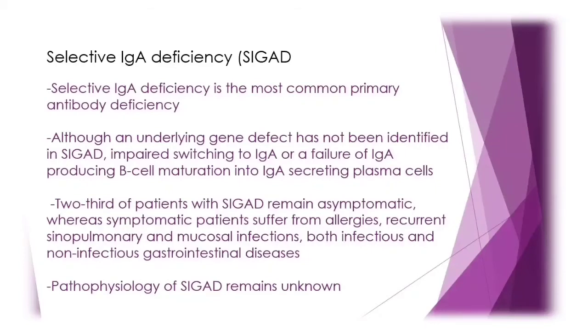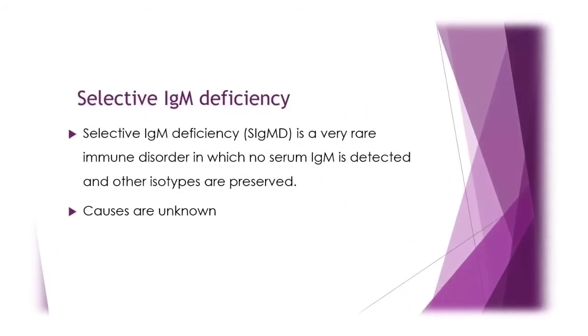Two-thirds of patients with sIgAD remain asymptomatic, whereas symptomatic patients suffer from allergies, recurrent sinopulmonary and mucosal infections. Both infectious and non-infectious gastrointestinal diseases were also noted. The pathophysiology of sIgAD remains unknown. Next, we have the selective IgM deficiency. The selective IgM deficiency is a very rare immune disorder in which no serum IgM is detected and other isotypes are preserved. The causes for this are unknown.